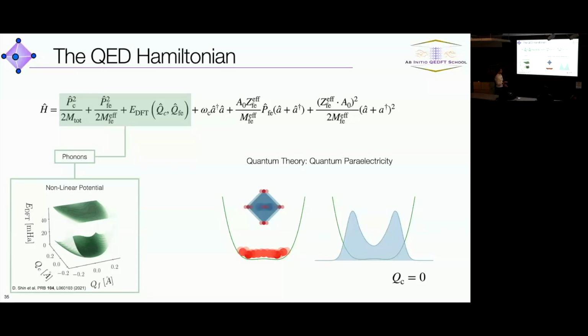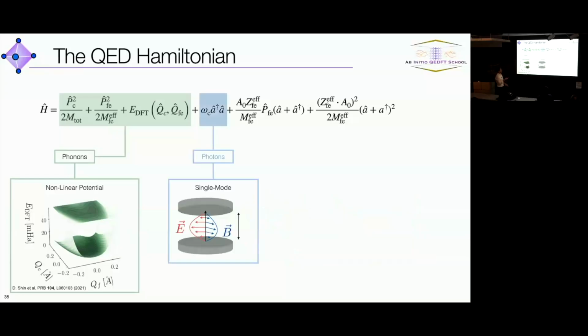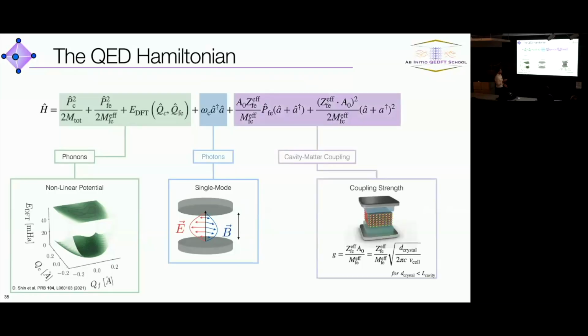So then the idea is that you take this mode and you couple it to a photon. Again, we do a single mode approximation, an effective approximation. And now the coupling goes again as P dot A, and it's scaled by the oscillator strength of this ferroelectric soft mode, essentially.